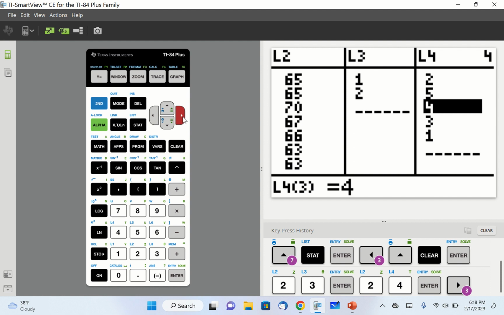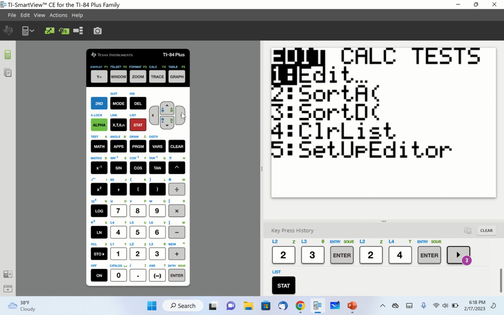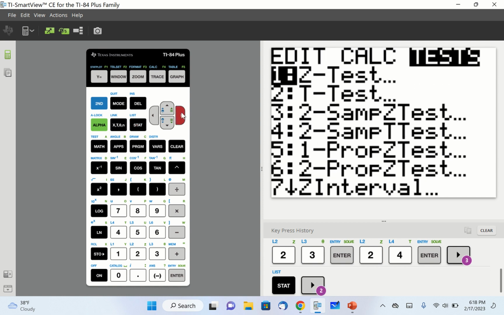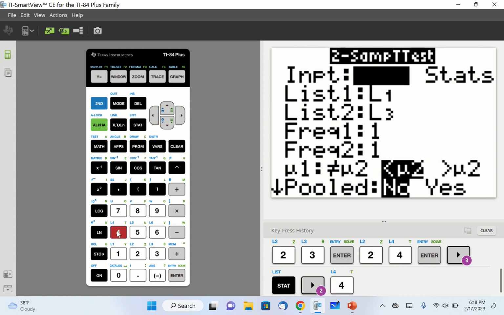So you scroll right to find your other lists, and after you're done typing in, you go back to stat and go back to tests, option 4 again, and you will populate the list names here. So scroll down. So let's say our list 2 was in L2, not L3. If you notice above the numbers are the list names on your calculator. So to access that, you will hit second 2 to get L2 and so on.